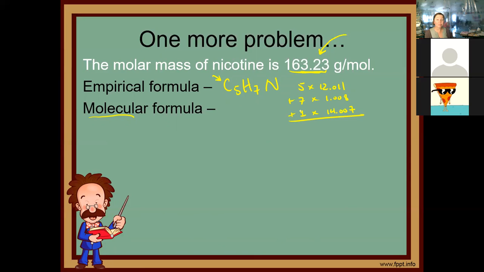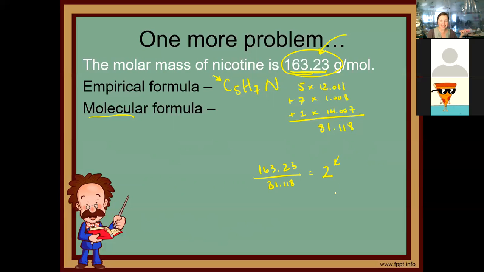We're going to find the mass of the empirical formula. 5 times 12.011 plus 7 times 1.008 plus 1 times 14.007. I get 81.118. Now what? Divide. Yep. Perfect. So we're going to divide the molecular mass, 163.23, divided by the empirical mass, 81.118. Looks like 2.